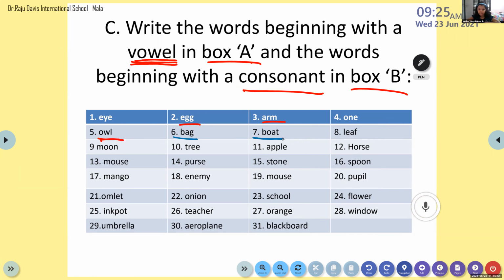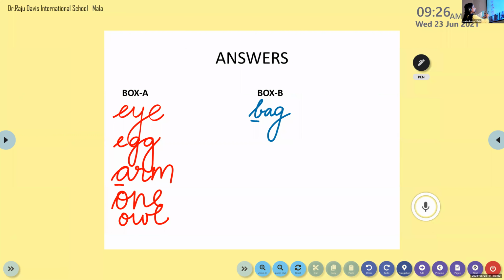Boat. Very good. So in which box do we have to write it? B. Very good. And we have to write in box B, Veda. So all of you please write boat in box B. B-O-A-T. Boat. All of you please write it.